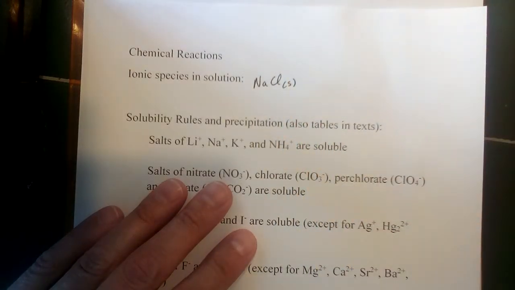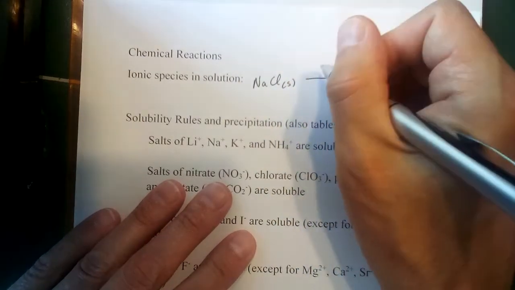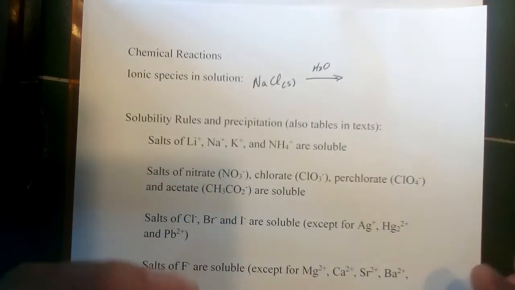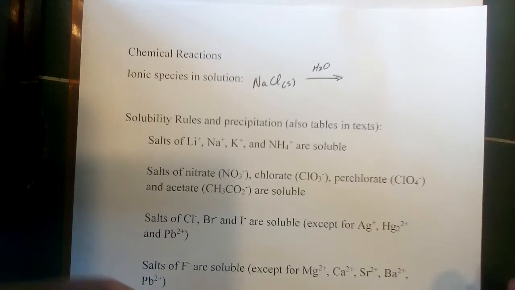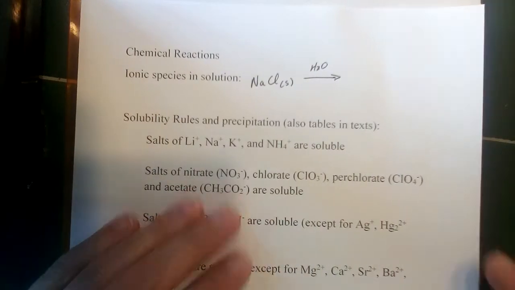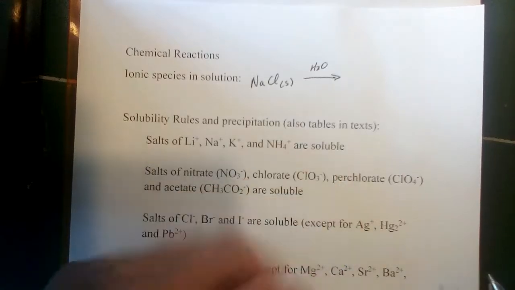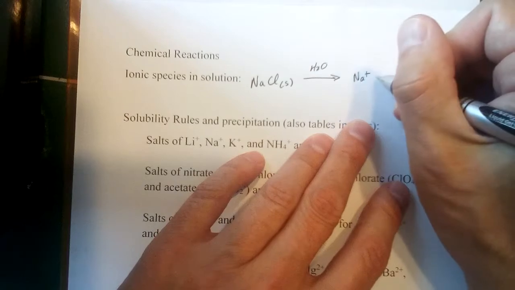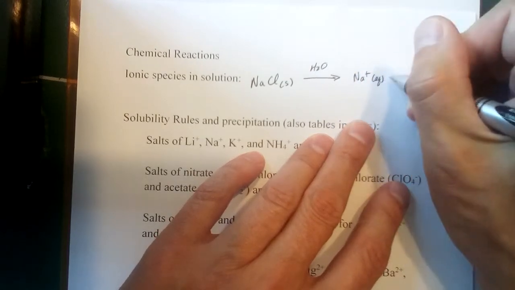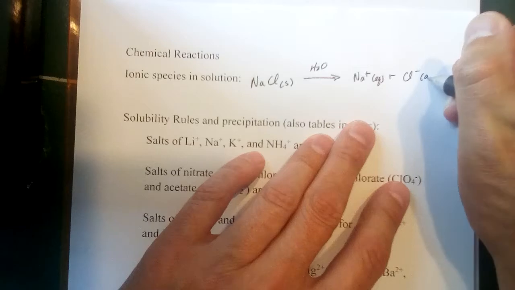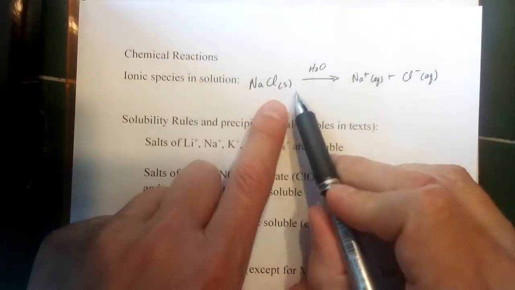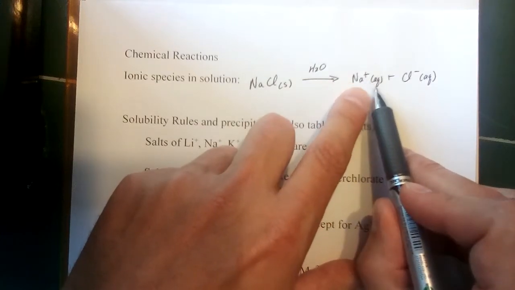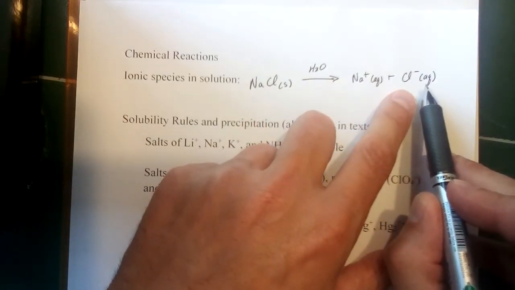So sodium chloride is a solid. Now, say I dissolve it in water. So I'm putting water over the arrow here because it's not reacting stoichiometrically with the sodium chloride. It is the solvent in this particular case. But what happens with sodium chloride is when it dissolves in the water, it separates. It separates into sodium cations and chloride anions. And we would change the indication of phase. So sodium chloride solid right now is sodium cations that are aqueous, chloride anions that are aqueous.